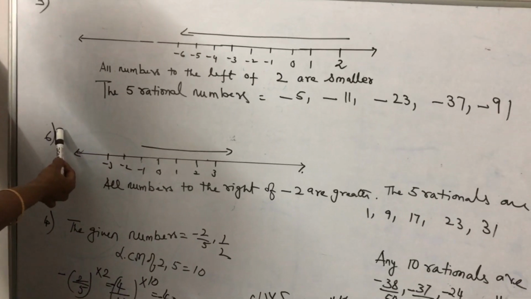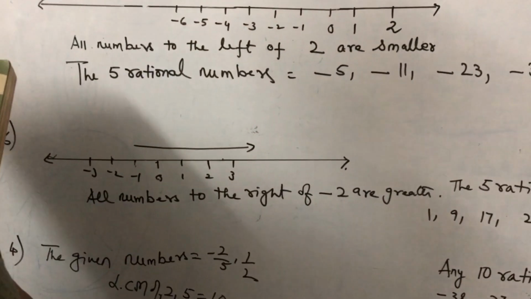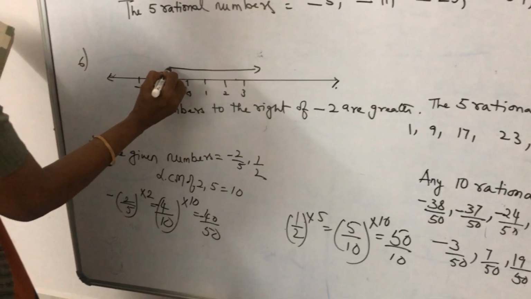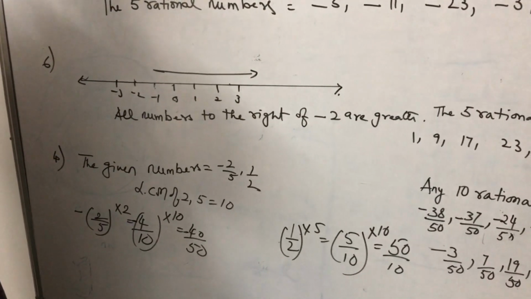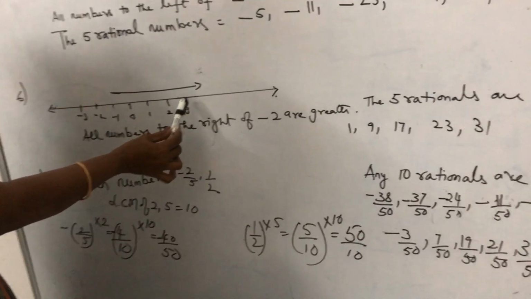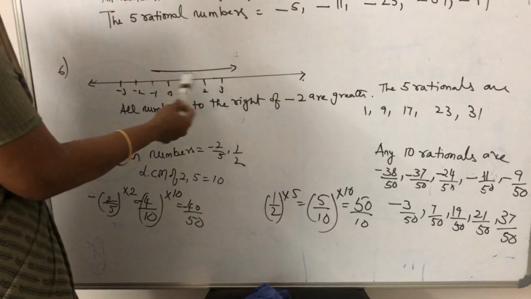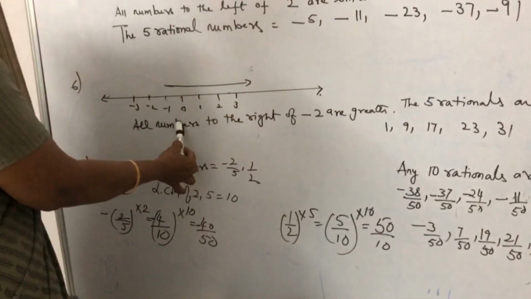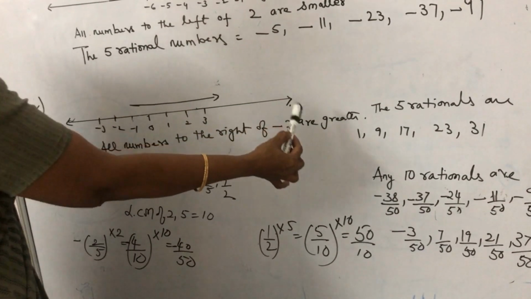Sixth question. Write 5 rational numbers greater than minus 2. All numbers to the right of minus 2 are greater than minus 2.